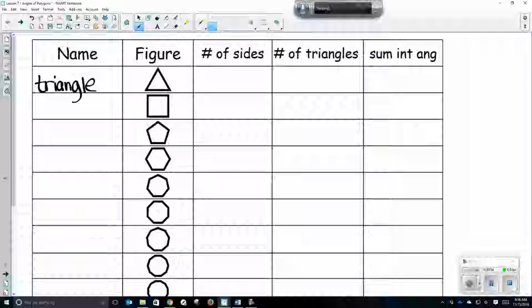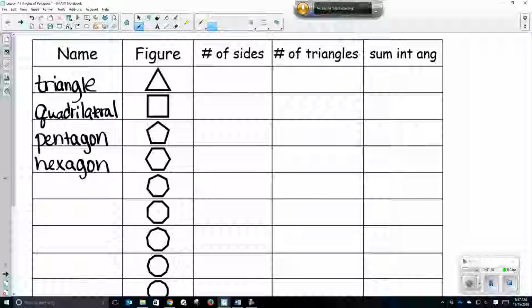Four-sided, is it a square? Is it a rectangle? What do you call all four-sided figures? Quadrilateral. Five-sided? Pentagon. Six-sided? Hexagon. Seven. Everybody says septagon. Why do they? Is there something else that has seven something that's S-E-P-T? Heptagon.